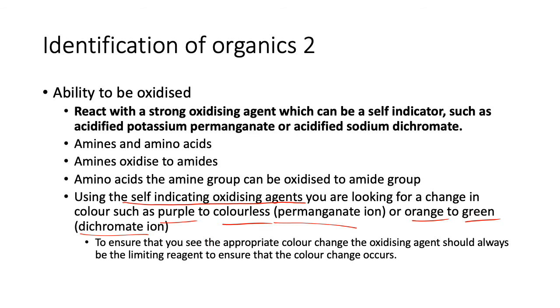Okay, and then you should always say in your answers what you need to do. You need to add a limited amount of it so that you can see the color change. These are the differences between your B and your A grade students. When you say, okay, I add acidified potassium permanganate, no, you need to say I need to add a limited or small amount of acidified potassium permanganate, just so that you can definitely see the color change. That's that extra 1 mark to get you to the top, right?